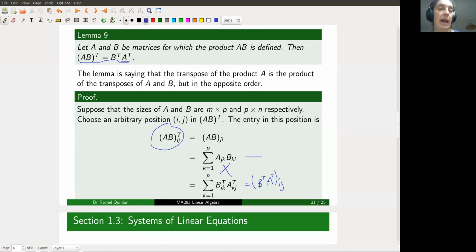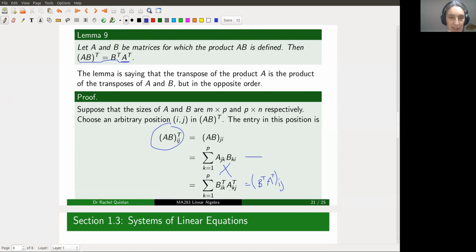So the transpose operation has this interesting property that if you apply it to the product of two matrices, you get the product of the transposes of the two matrices, but in the opposite order, which actually makes sense when you think about it, because the product A transpose B transpose need not even exist. Just because AB exists doesn't mean that BA does.